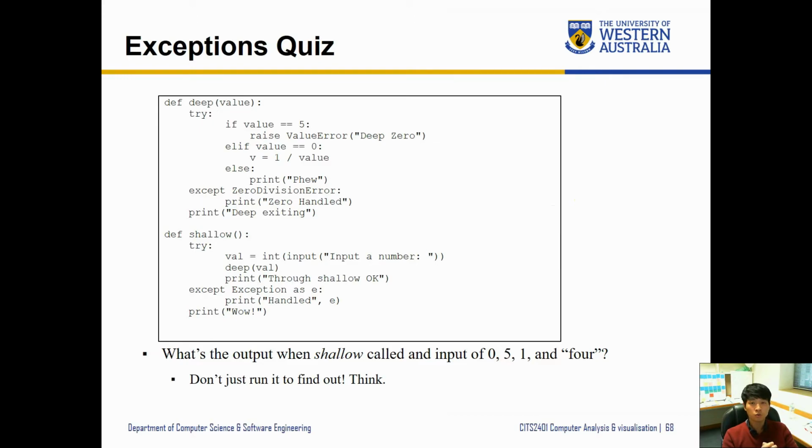Essentially what you want to do is try to understand this code and see if you can guess what might be printed with these inputs 0, 5, 1, and string 4, and then try to run it to double check. All right, so in this video I will not try this. You can try this on your own time.